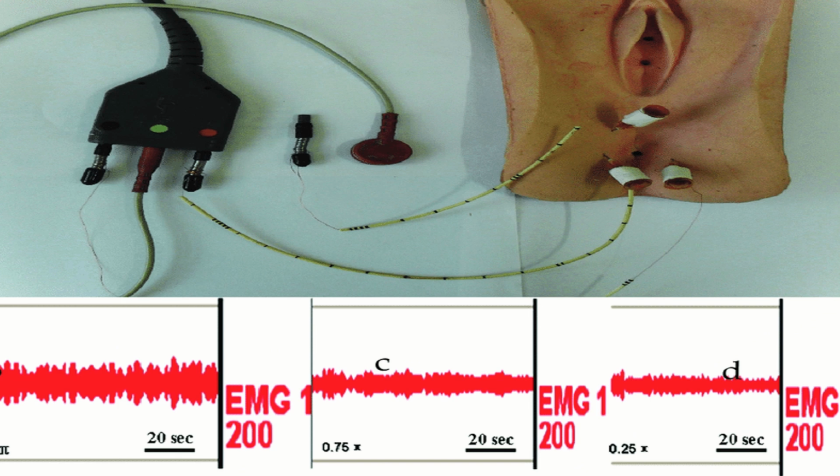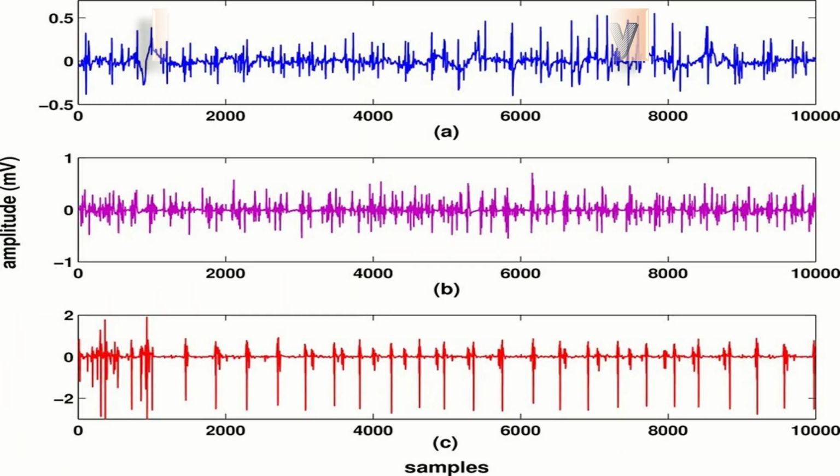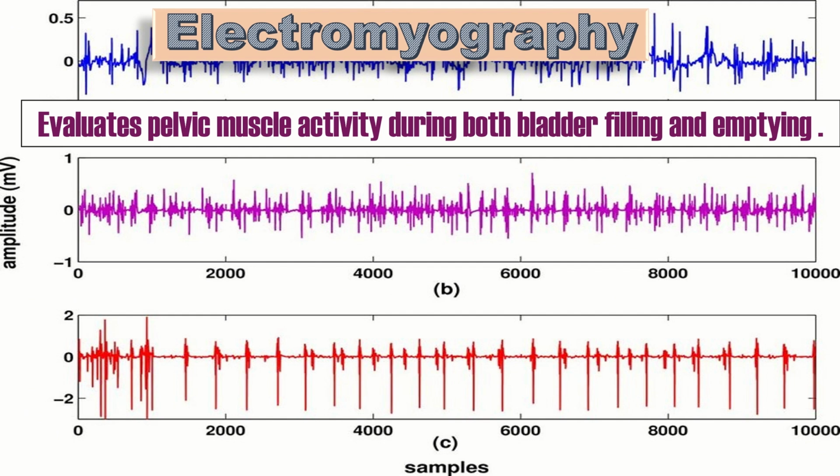How to perform electromyography? During a urodynamic EMG test, small electrode patches are placed near the urethra and the rectum. The physician then asks the patient to contract and release the muscle several times to test the area. The electrodes record the response using a numerical value to show functionality. So basically, electromyography evaluates the pelvic muscle activity during bladder filling and emptying.